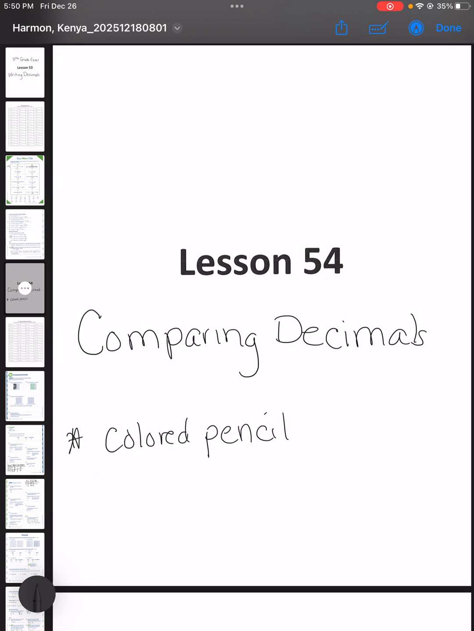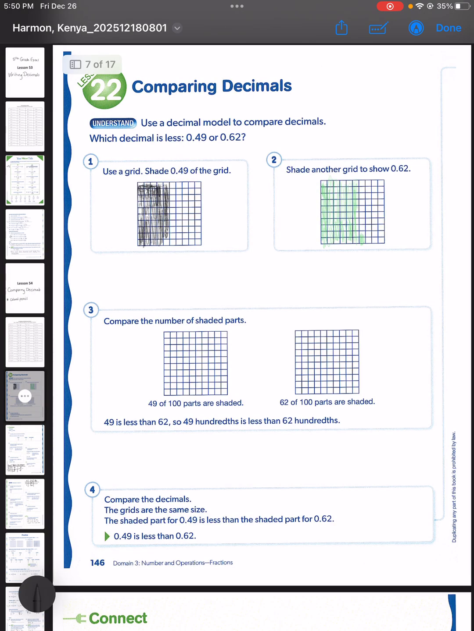When you jump into lesson 54, students are comparing decimals. It might be helpful if students have access to colored pencils. They each just need one. That will be helpful as they get through some of the examples and problems for the day. So this lesson starts with a couple of examples where they're comparing decimals and they're using a model.